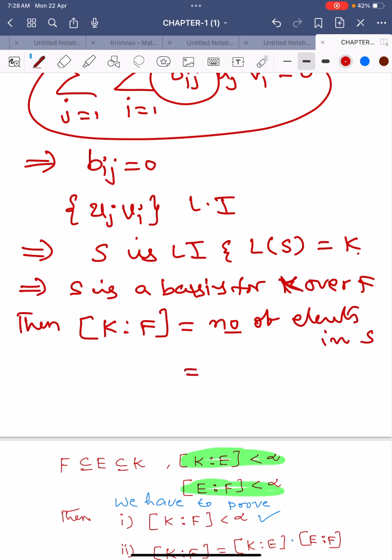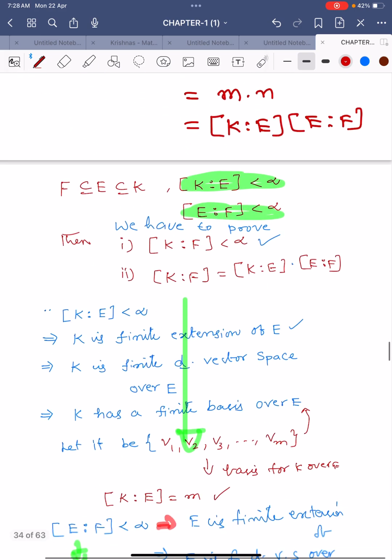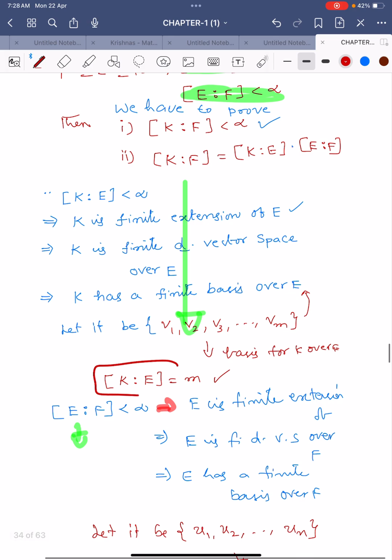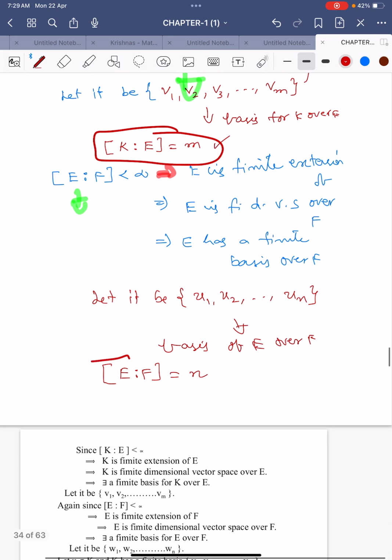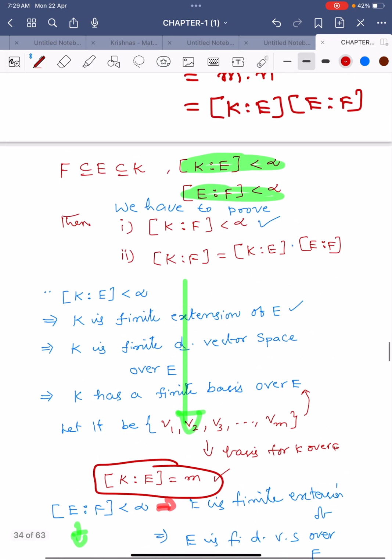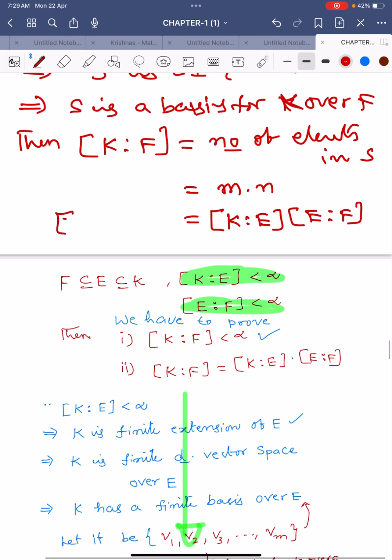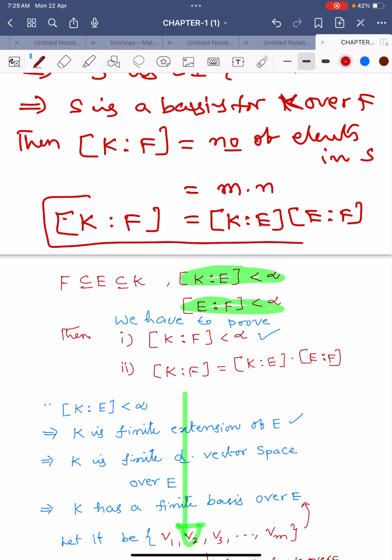The number of elements in S is equal to m into n, where m is nothing but the dimension of K over E, and n is nothing but the dimension of E over F. Earlier we showed that the dimension of K over E is equal to m and of E over F is equal to n. So finally we show that the dimension of K over F is equal to the dimension of K over E into the dimension of E over F. That's it. This completes the proof of the theorem.